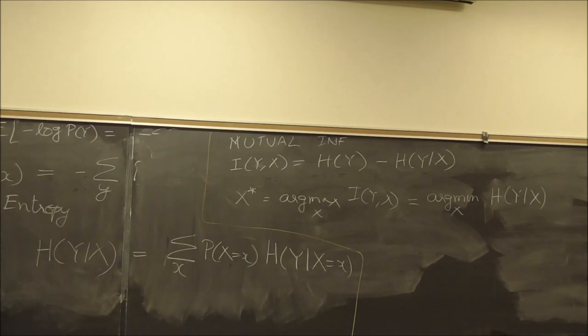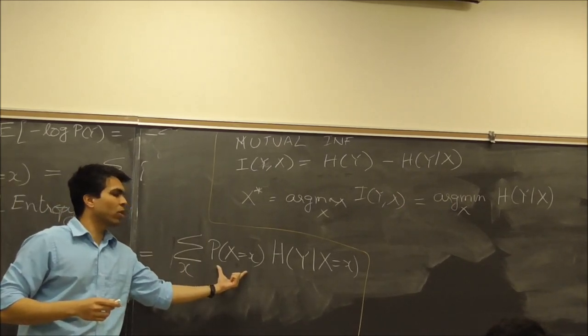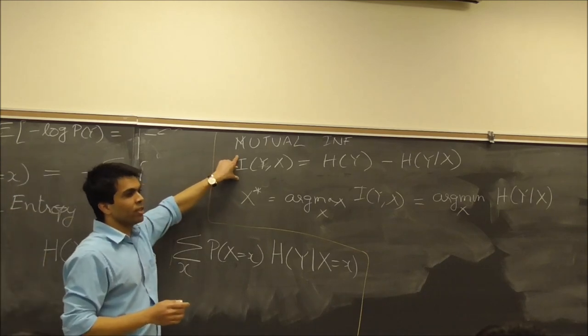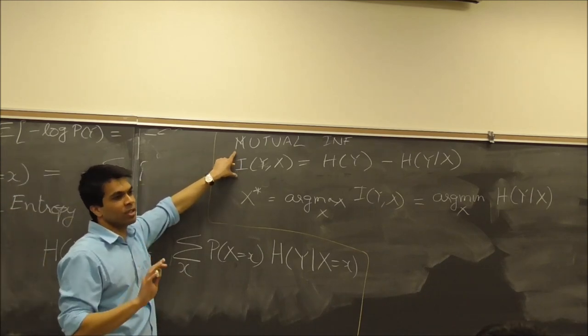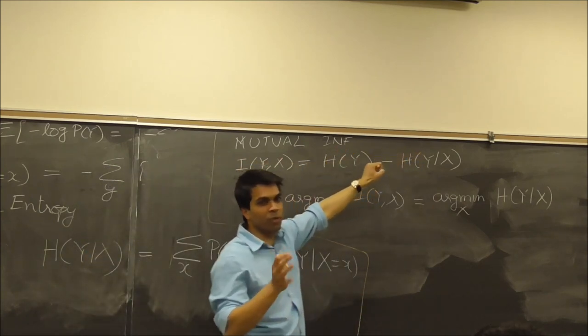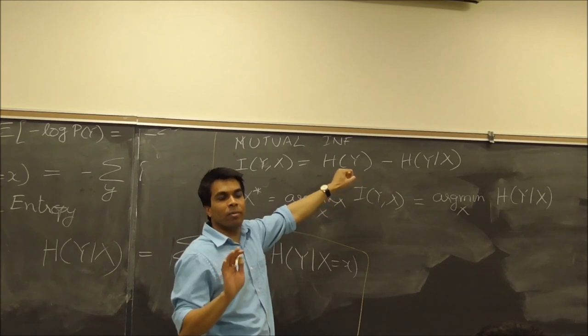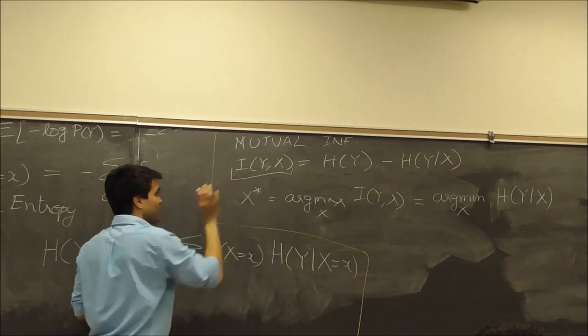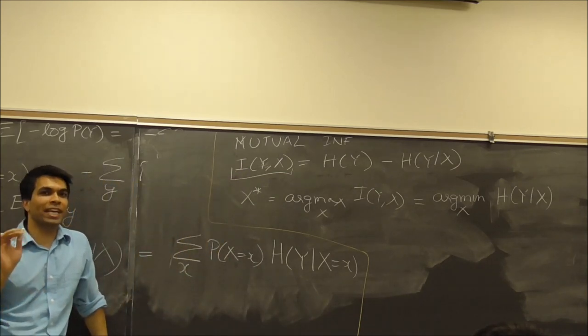Does that make sense? H of y given x is a summation over all the states of x: true, false, 1, 2, 3, 4, whatever. That makes sense? It's important for you to know that this quantity is actually symmetric, that you can write the same thing as entropy of x minus entropy of x given y, but we won't use that fact here.